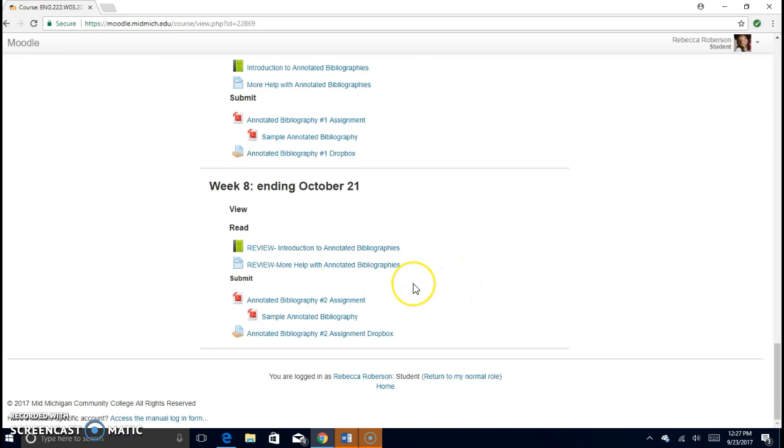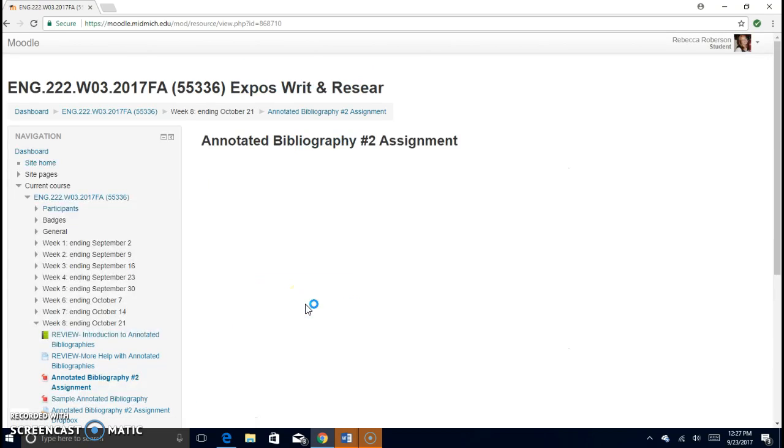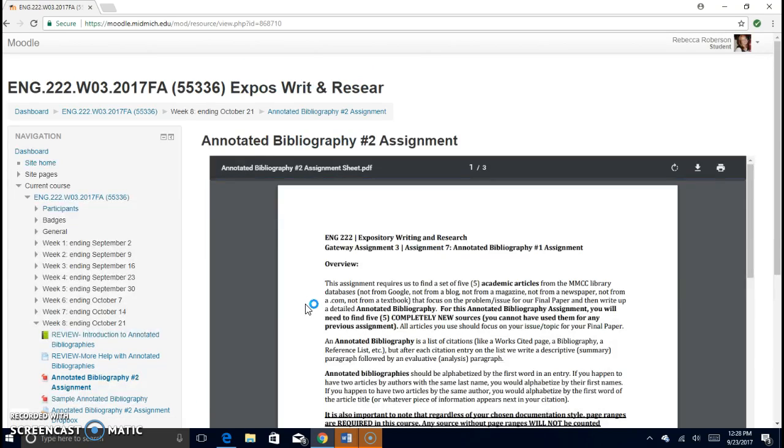If you got feedback on your annotated bibliography number 1 assignment and you weren't happy with it, be sure to review the information in both of these readings as well as the pages and articles that they link you to. You have the same sample annotated bibliography. The main difference here is in the annotated bibliography number 2 assignment.